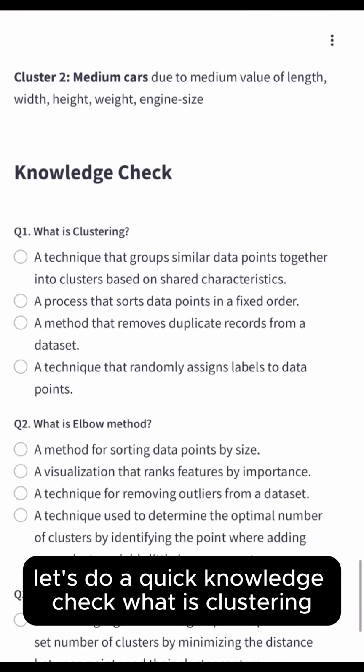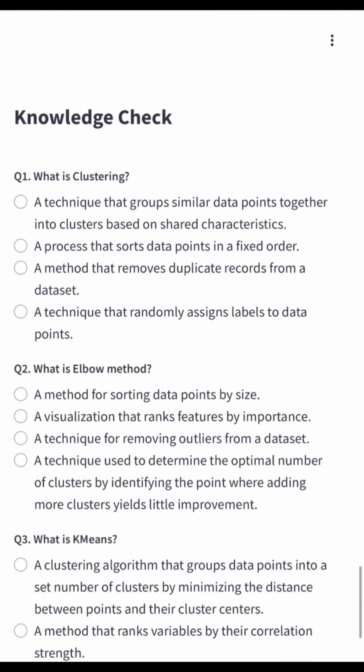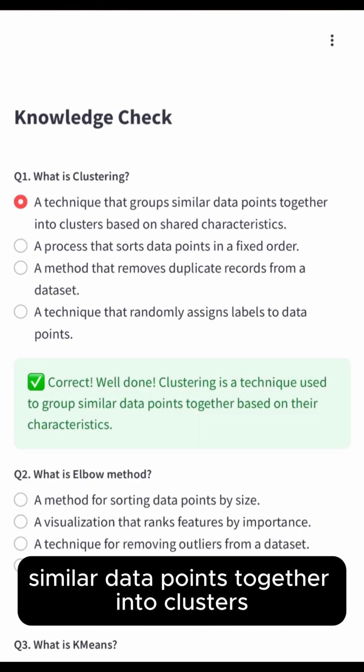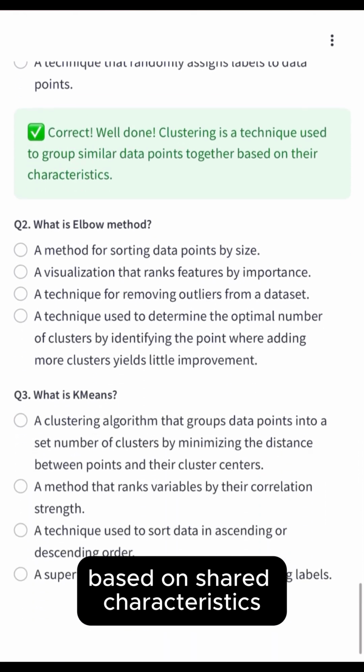Let's do a quick knowledge check. What is clustering? Answer is that it is a technique that groups similar data points together into clusters based on shared characteristics.